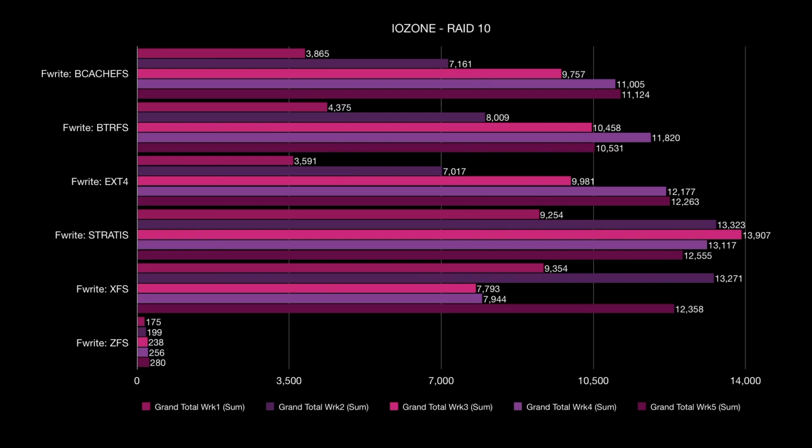So on the RAID 10 for the FWrite, all of them look good with the exception of ZFS. Bottom line, Stratis did really well in this test.